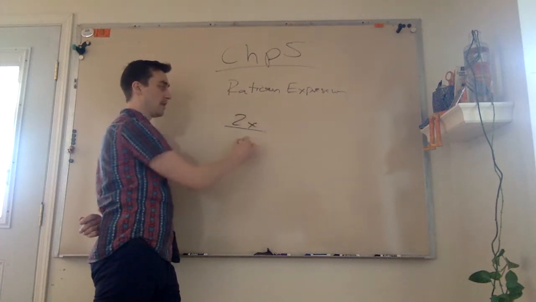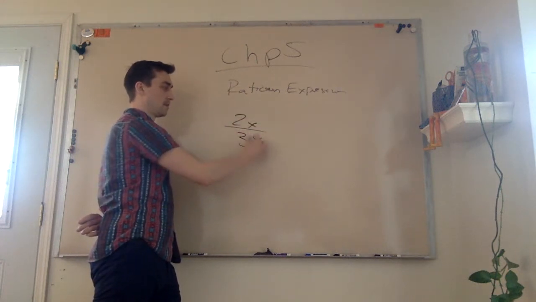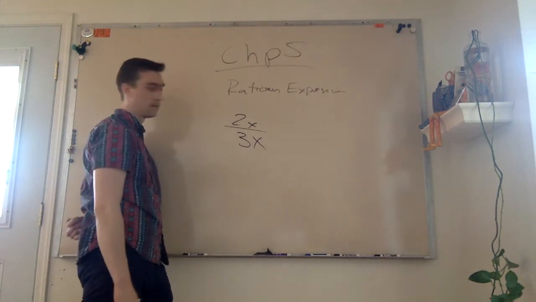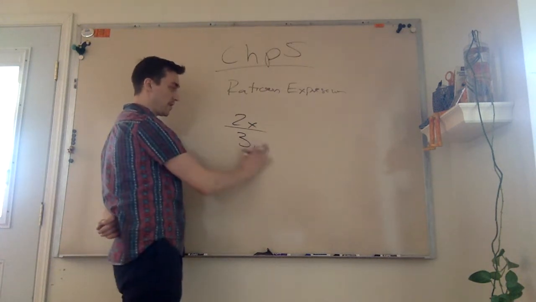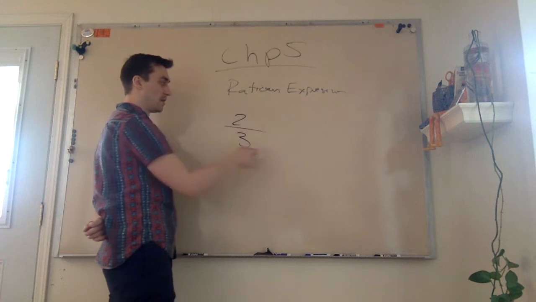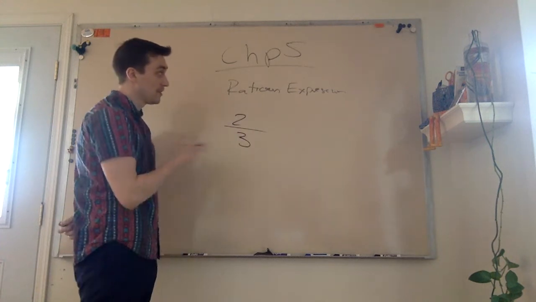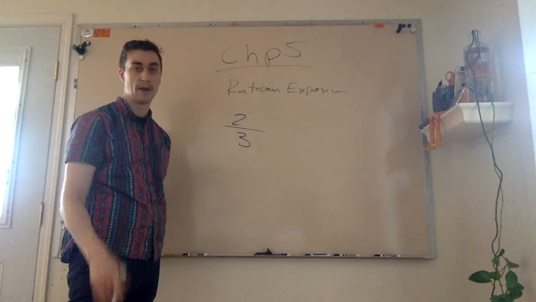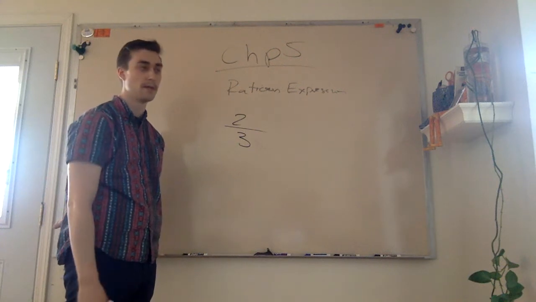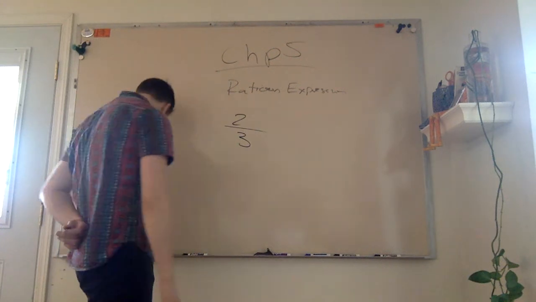So 2x divided by 3x, that's a rational expression. In fact, just 2/3 is a rational expression as well. So really, when you hear rational expression, all that means is fractions. Chapter 5 is all about fractions, which is everybody's favorite.